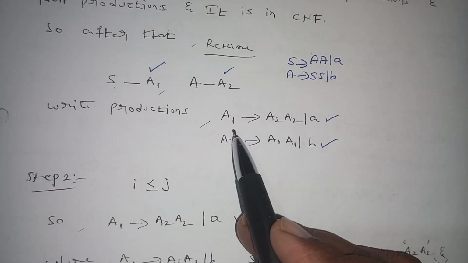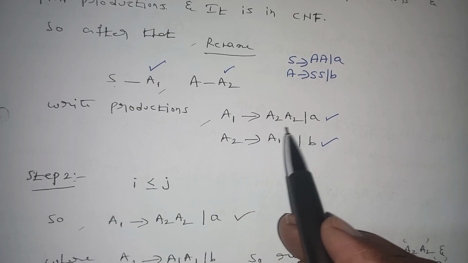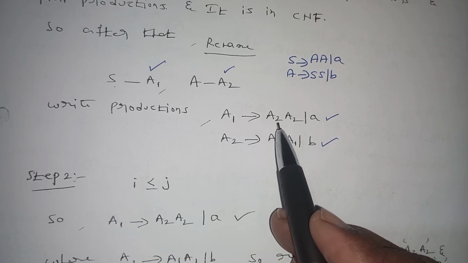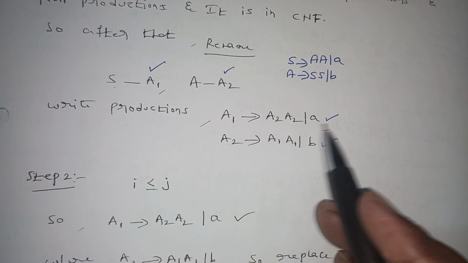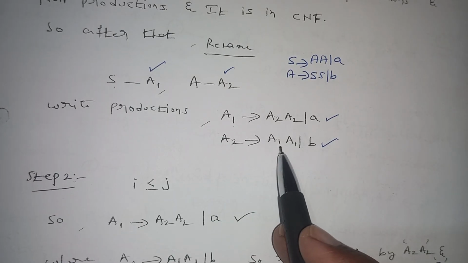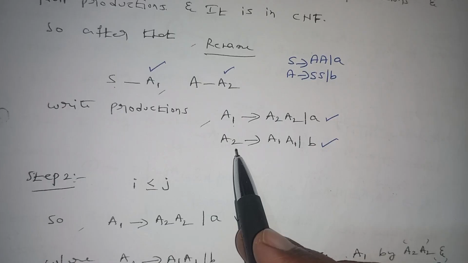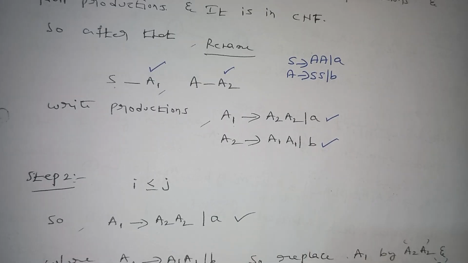Now check this here. What is i here in rule 1? i equal to 1, j equal to 2. Yes, so this is okay. The j is bigger than i equal to 1. Now there is no problem in rule 1. Now what about rule 2? What is j here? j equal to 1, i equal to 2. So the condition is not satisfied according to the given algorithm.